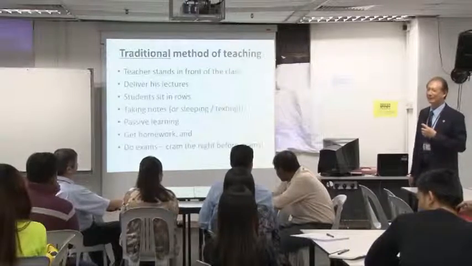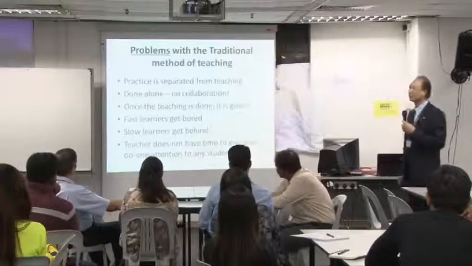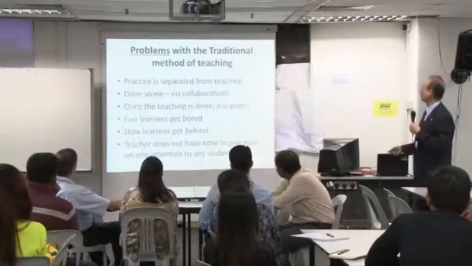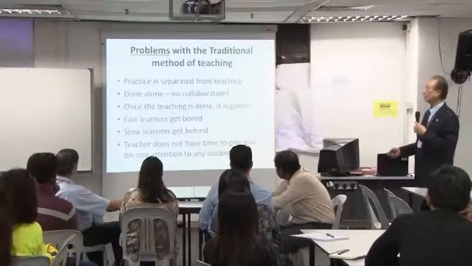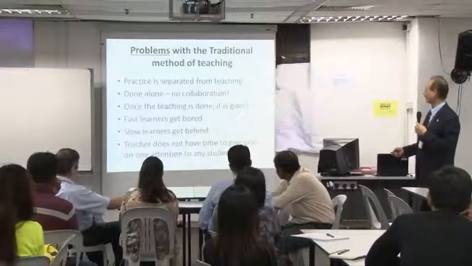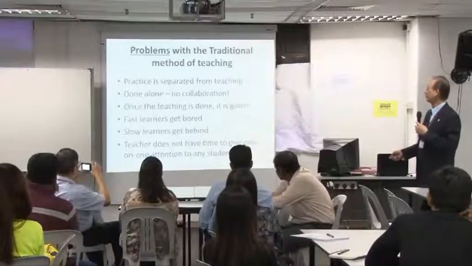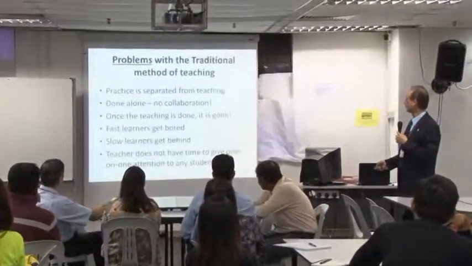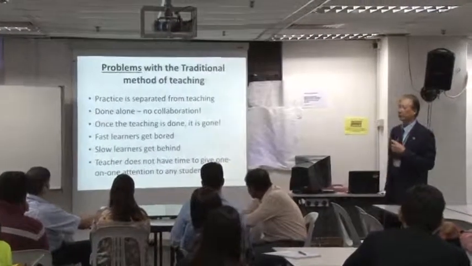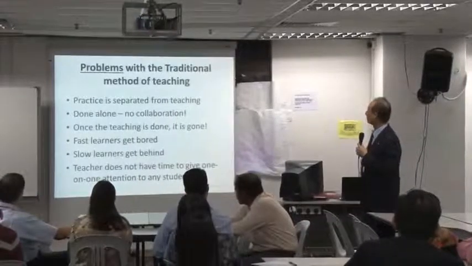I agree. I see a few heads nodding. Okay? All right. So what are some of the problems with the traditional method? Practice is separated from teaching. And it's done alone. Students study by themselves, there's no collaboration. Once the teaching is done, it's gone. Fast learners get bored, slow learners get behind, and teachers do not have time to give one-to-one attention to any students. So that's the traditional method, classically.